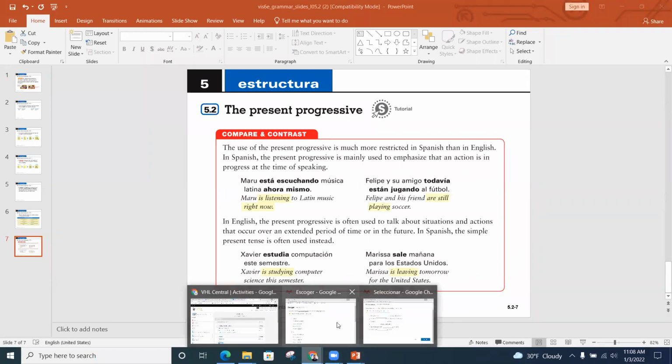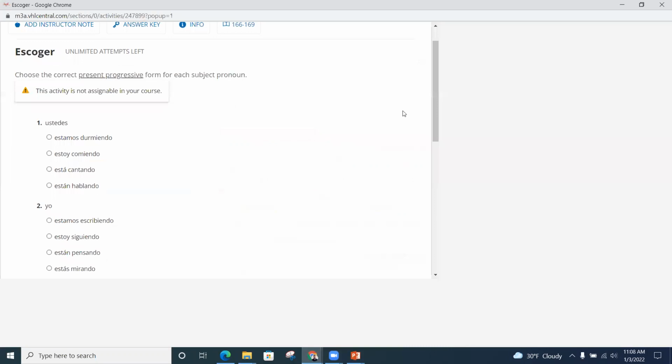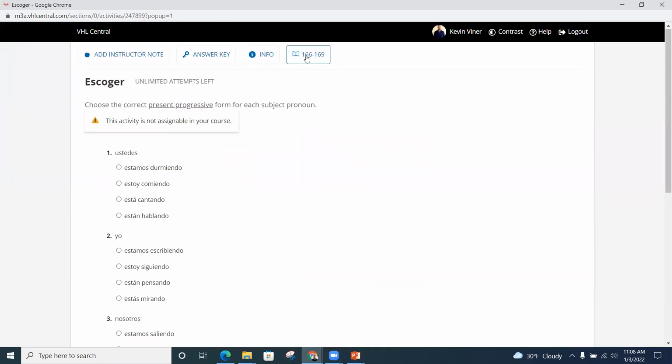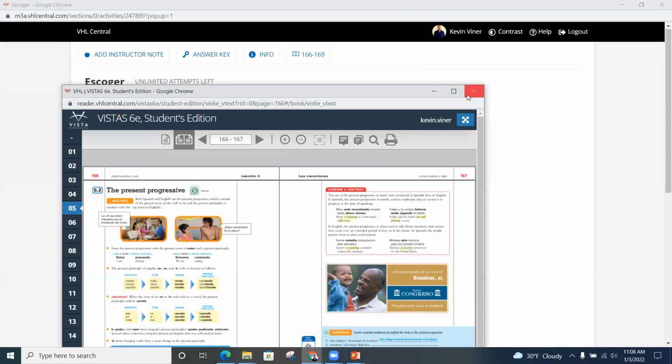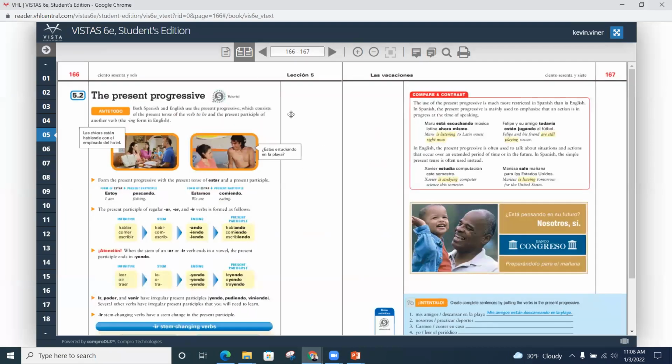So we will do a few activities. Again, if you want to follow along in your textbook, these are on pages 166 to 169. When you're in an activity, you can click that. You're not doing this activity, it's not assigned as homework, but you get the point. You click that, and here's all the information we just went over in the PowerPoint.